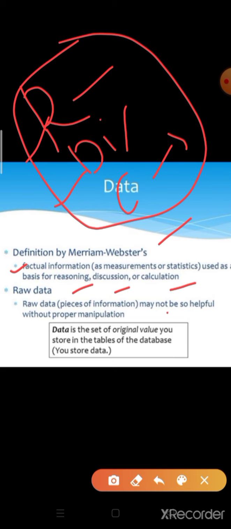Raw data may not be so helpful without proper manipulation. We have to make some changes. Manipulation means changes. We have to make some changes in the data which are collected, or the original data. Data is a set of original values you store in the table of a database. That is called raw data.